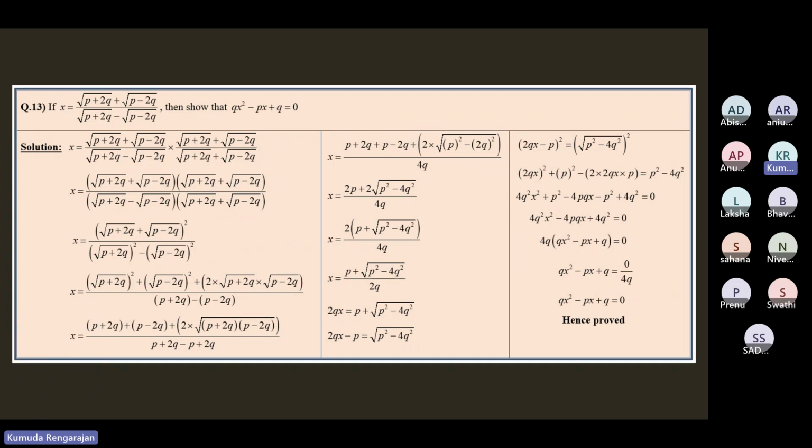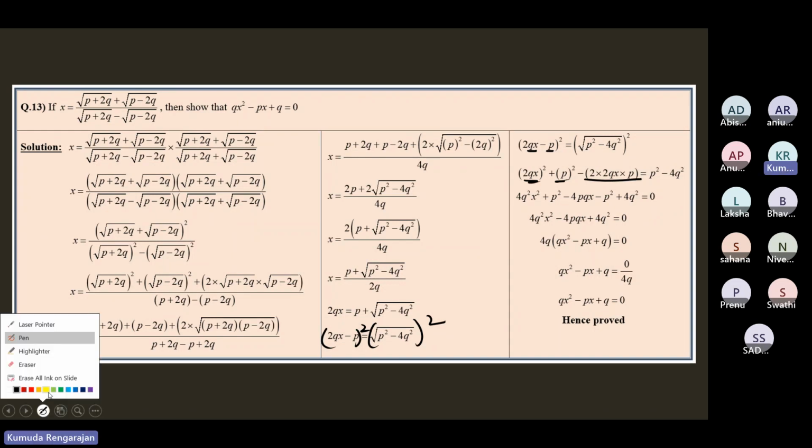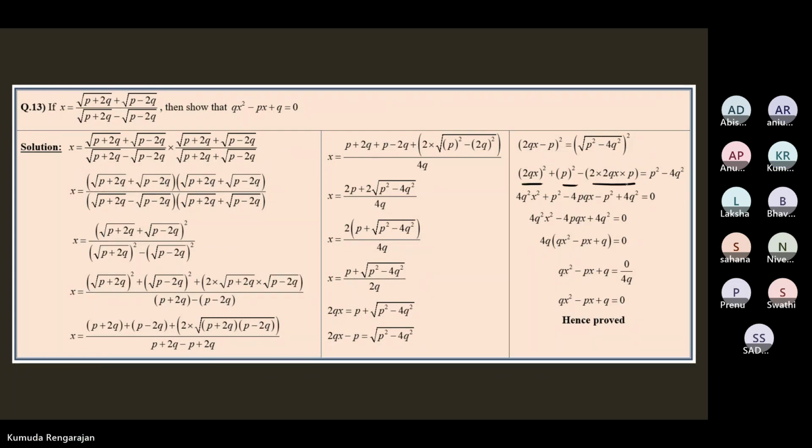When you square on both the sides, you get this one, the whole square, is equal to this one, the whole square. So this is again like a minus b the whole square, so a square plus b square minus 2ab. And here the square and square root will get cancelled and you have p square minus 4q square. Now we have finally got rid of all the square root symbols. So we are very close to the answer.